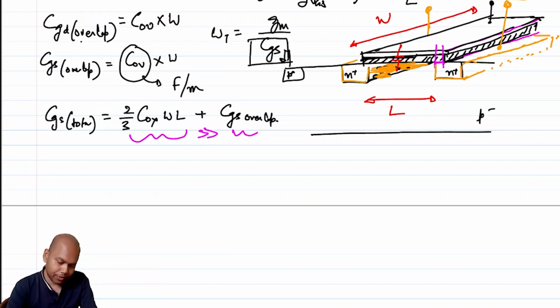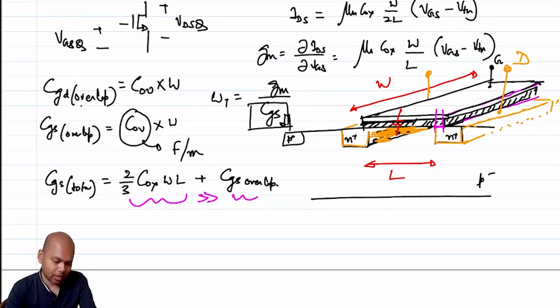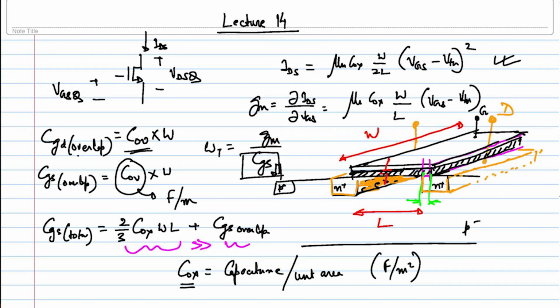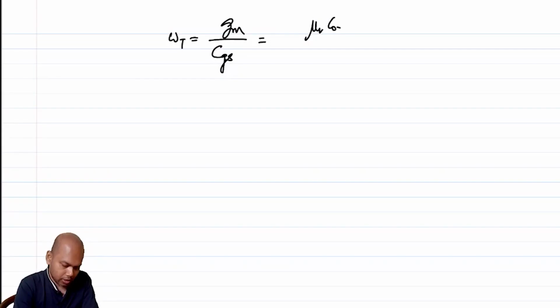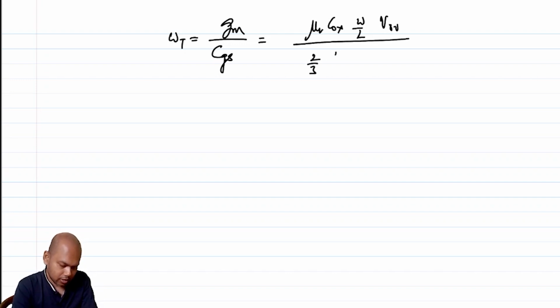Okay, so why are we doing all these things? We are doing all these things because we are after Ft or omega t, right? So now that we have some setup, so what is omega t then? Since omega t is Gm over CGS, which is mu n Cox W by L V overdrive divided by 2/3 Cox times W times L.